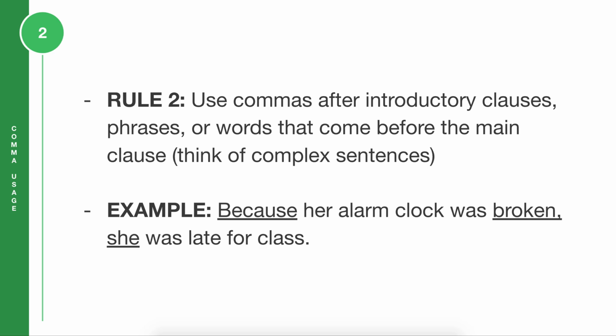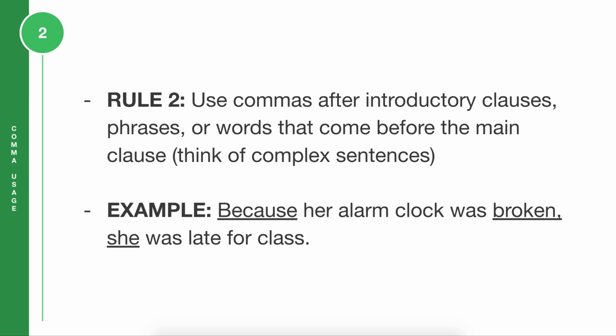Now, rule number 2 is that we are going to use commas after introductory clauses, phrases, or words that come before the main clause of the sentence. And for this rule, you should think about complex sentences. In our example, we have the sentence that says, because her alarm clock was broken, she was late for class. Now, our sentence has a dependent clause at the beginning, because her alarm clock was broken, followed by an independent clause, she was late for class.